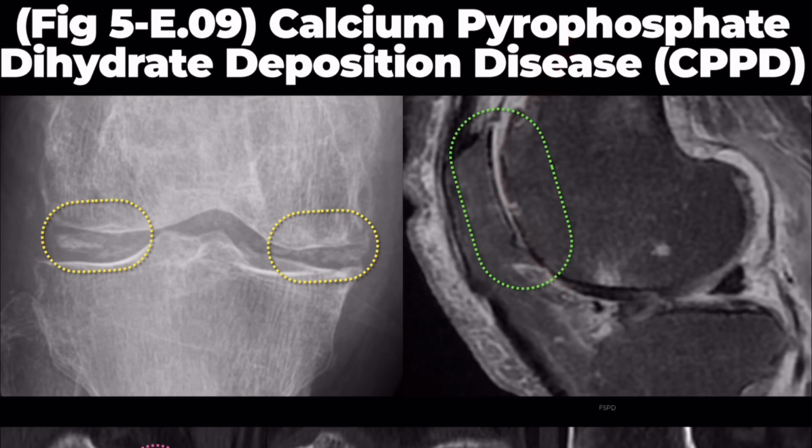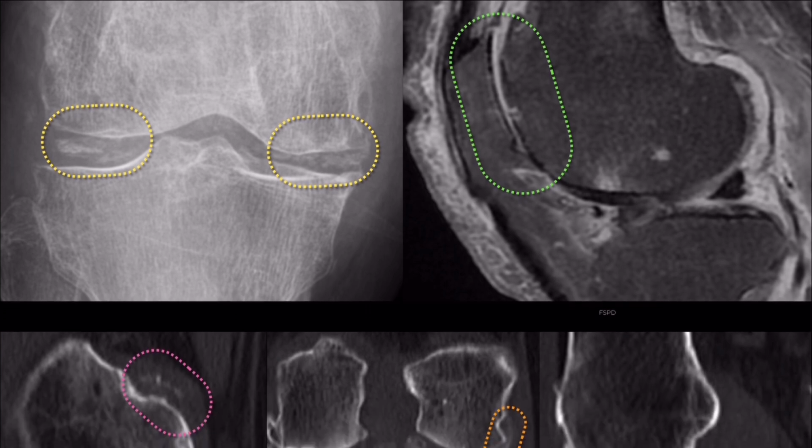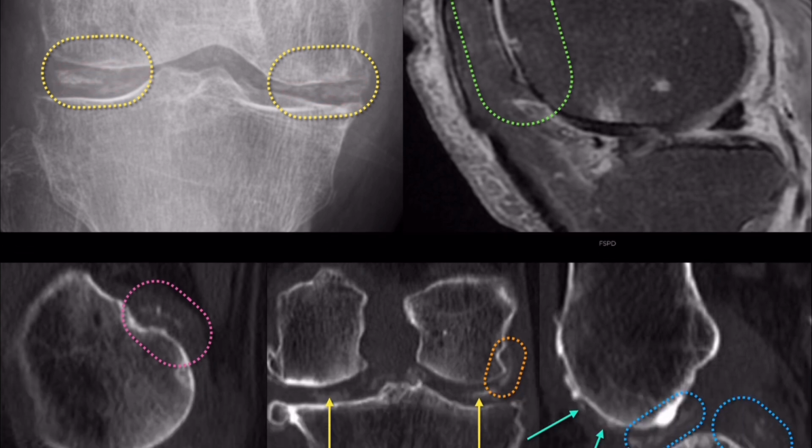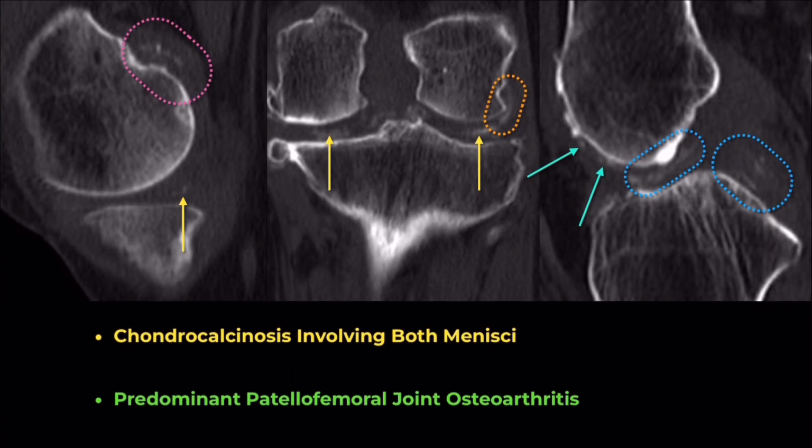Radiographically, CPPD can often be identified by the presence of chondrocalcinosis, particularly involving both menisci. Additionally, in this patient, calcifications can be seen not only in the meniscus but also in the gastrocnemius and popliteus tendons, hyaline cartilage, cruciate ligaments, and synovium.